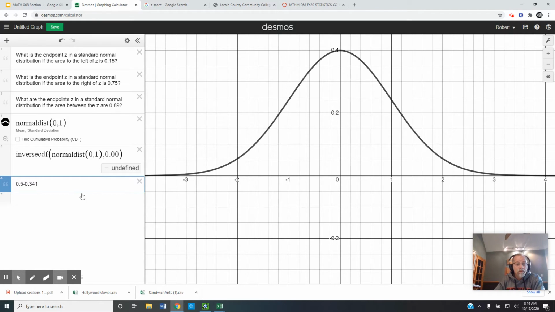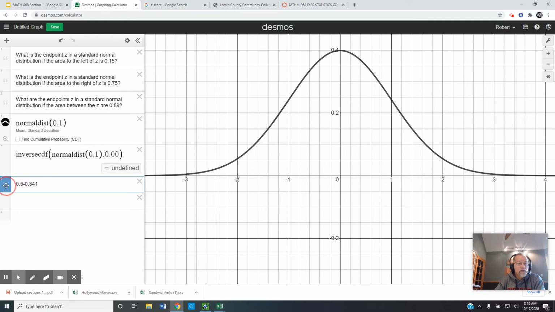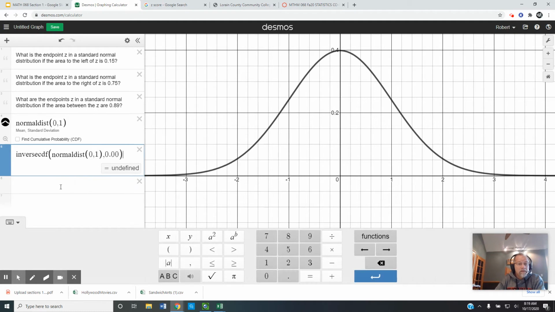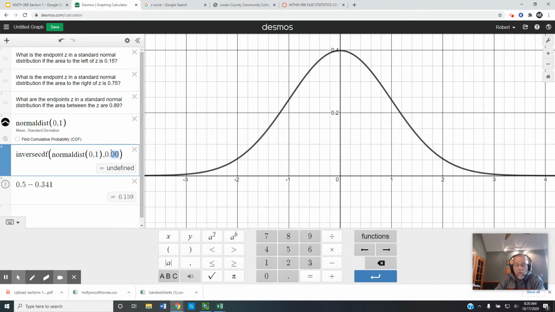0.341. Okay? I think Desmos might actually do this for us. Oops, sorry, I did that as a quotation. I don't want to do that as a quotation. I actually want to do that as a number. That was my fault. So I want to take 0.5 and subtract from it 0.341, and remember, that was 0.341. So the area that I really want to look for here is 0.159. So up here, I want 0.159.